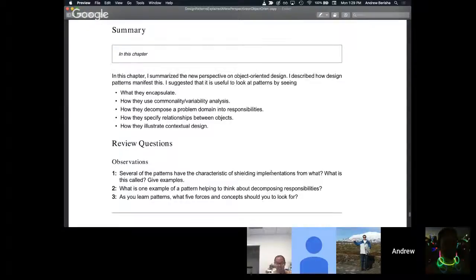In those observation questions he has here, shielding implementations from what? Give examples. Second one, decomposing. A lot of his stuff about decomposing responsibilities felt to me like 101, which maybe isn't actually taught at the 101 level, or what I consider 101 is 201. A lot of what he says, you think, oh, that just makes sense. At the bottom are the five forces, the concepts you look for. Where I think he's pointing in those observations is more about whether you understand how these work.